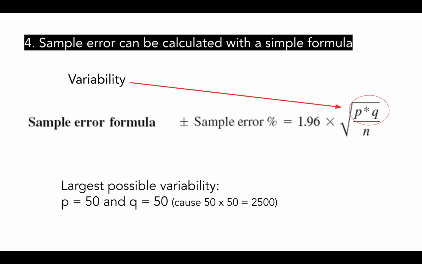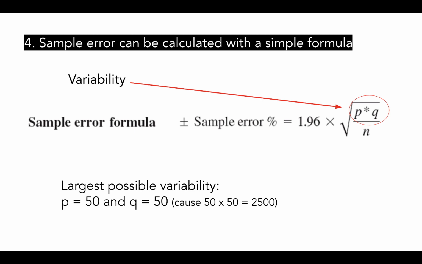Now, variability is in the numerator of that equation, right? Of the fraction that calculates sample error. So the largest possible variability you could ever have is 50-50. And you can calculate it if you don't believe me. P times Q, or 50 times 50, is 2500. So any other variation on P times Q, let's say 40 times 90 or 20 times 80, is always going to yield a lower variability if you were to calculate it.